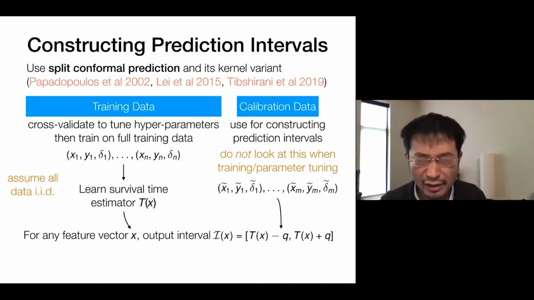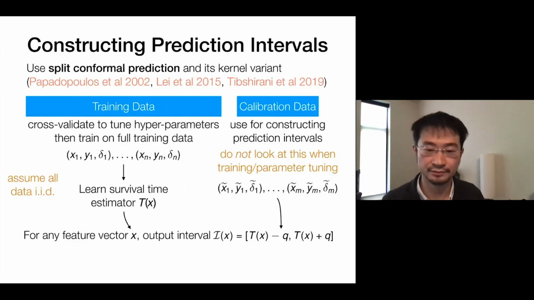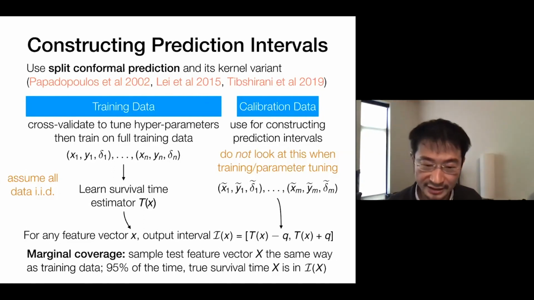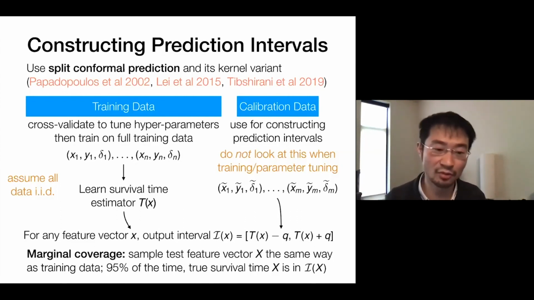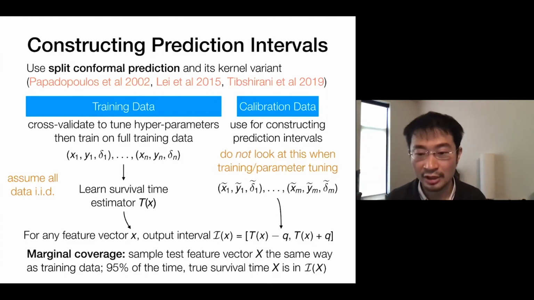And then what I want to output, for any test feature vector x, is this interval. Basically, it's this t of x plus or minus q. Okay, but not only that, I want it to satisfy some kind of nice guarantee. So I'm going to state it for marginal coverage. In particular, if I randomly sample a test feature vector capital X the exact same way as training data, then I want it to be the case that 95% of the time, the true survival time of X is in this interval, I of X. Okay.